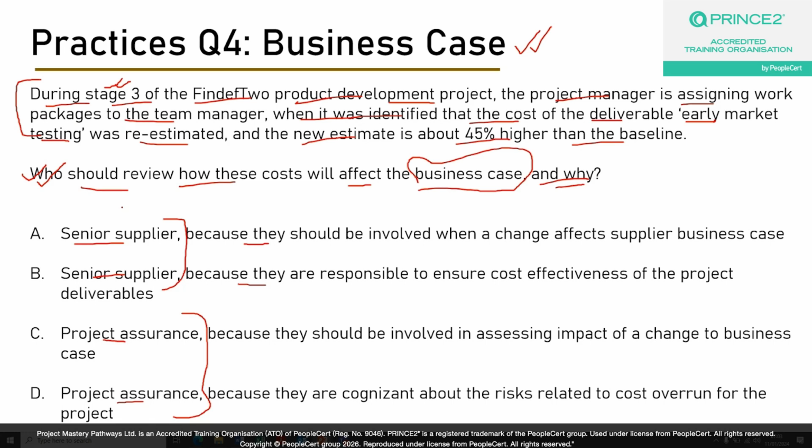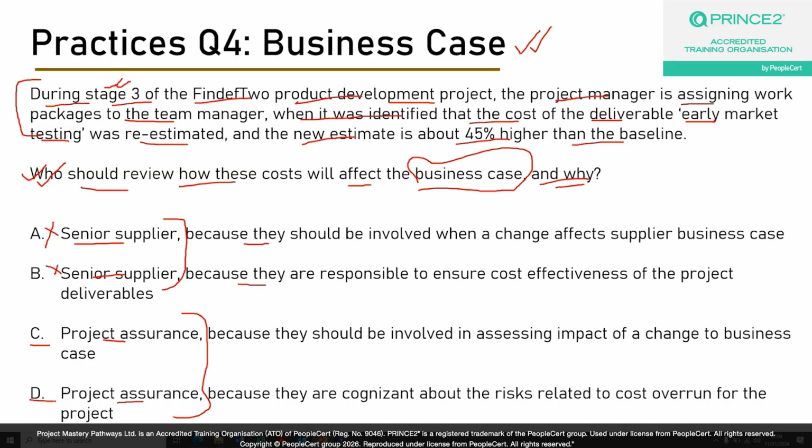So let's say, for example, if you are quite conversant with understanding that, okay, if there is a change which has come in a project, which party or which role is responsible to assess that change, to understand the impact of it on the business case. And if you know that, yes, this is the project assurance role who is actually responsible to do this, you can safely eliminate option A and option B straight away from the table. Okay, so 50% of your problem statement is solved right at this step where you are able to eliminate option A and B, because you know that definitely senior supplier is not the role which is responsible to identify the impact of a change on a business case. Okay, so you are left with option C and option D.